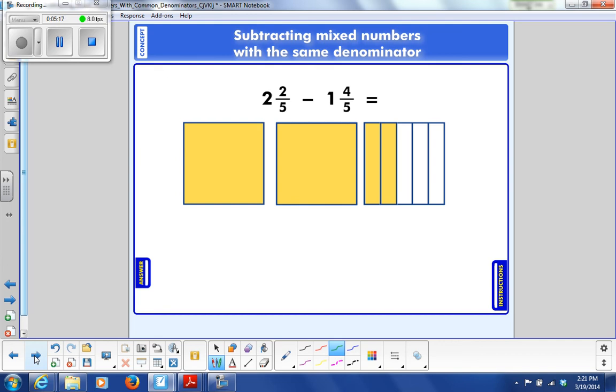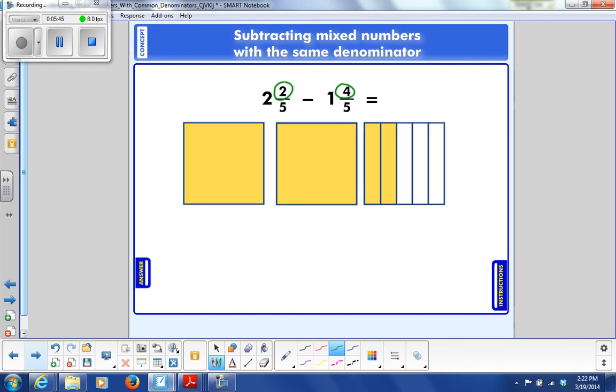Okay, so subtracting mixed numbers with the same denominator. Alright, so I have 2 and 2/5 minus 1 and 4/5. Seems easy enough, but I have one problem here. I've got a 2 over here and a 4 over here. And as you know from subtraction, you cannot subtract a bigger number from a smaller number to get a positive number. Okay, so I'm going to have to do things a little bit differently there.